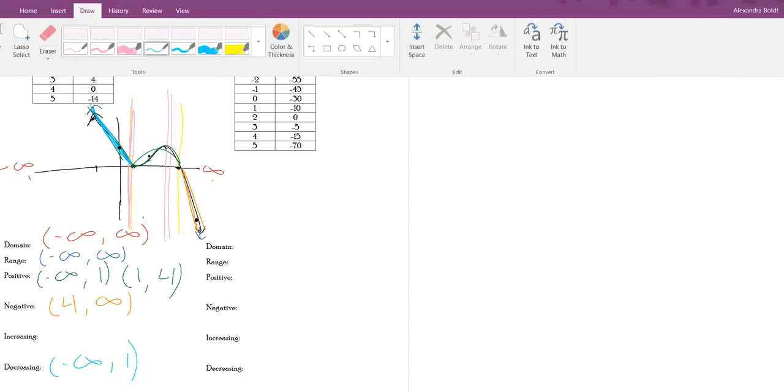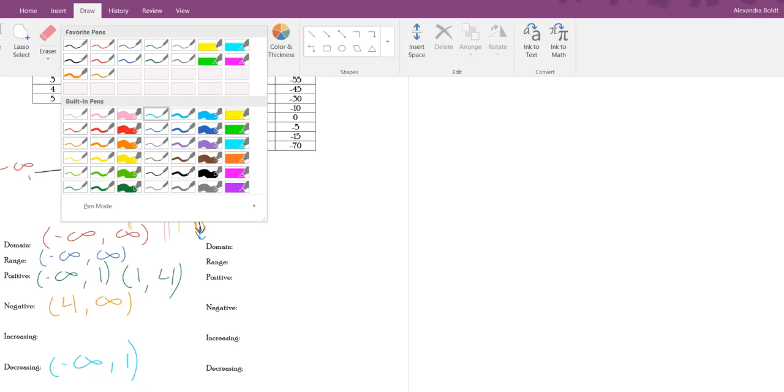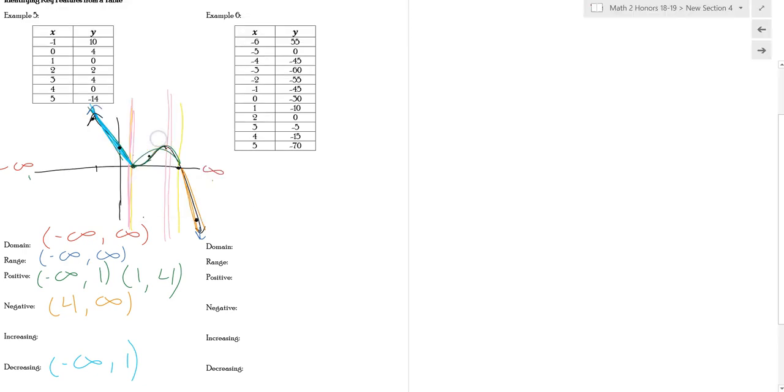The next part of our graph, from 1 to 4, is increasing. Starting here to here. And then the last part of our graph, from 4 to the end is decreasing again. Okay, so from 4 to infinity is decreasing.